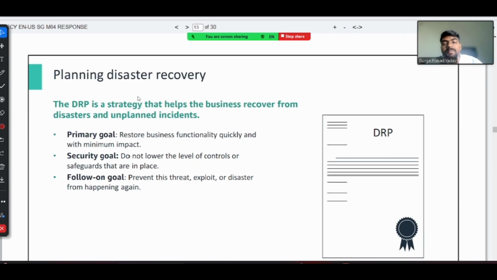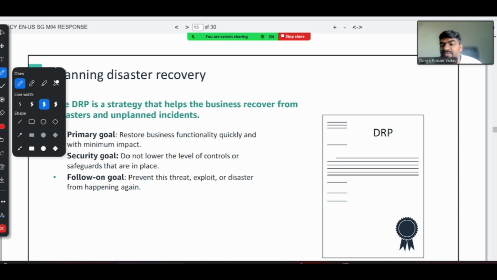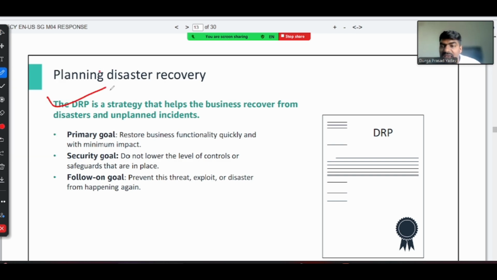Likewise, we have disaster recovery planning. For disaster recovery, again you need planning. DRP we call disaster recovery plan. From a disaster you will be recovered. Without any plan you cannot. So there will be multiple goals: primary goal, security goal, and follow-on goal. Primary goal means you will restore your business functionality quickly with minimum impact.